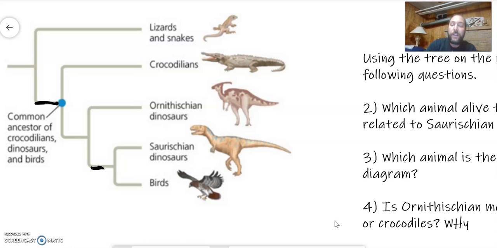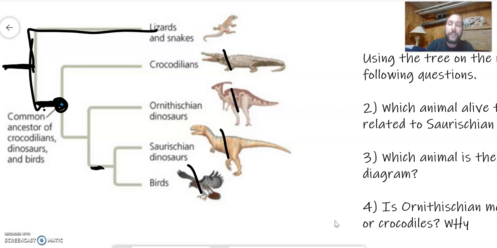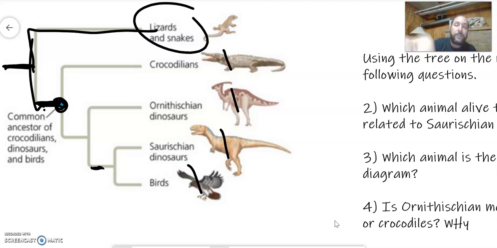So everything on this line, that includes crocodiles, the ornithischians, the Saurischians, and the birds, they all share this in common, whatever that trait is, right? And that's why it says this is the common ancestor of all of these things, which makes this trait back here the trait that they all share in common. And lizards are the most different, because they were the first one to branch off. And that's how I can tell. And all of these others are a little bit more closely related.